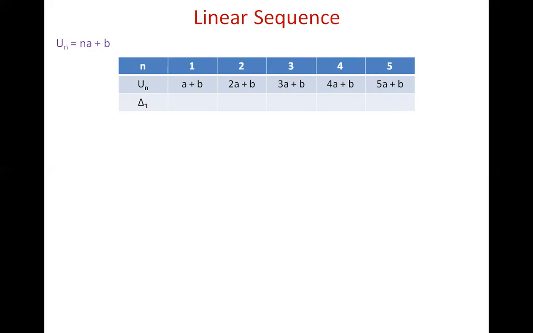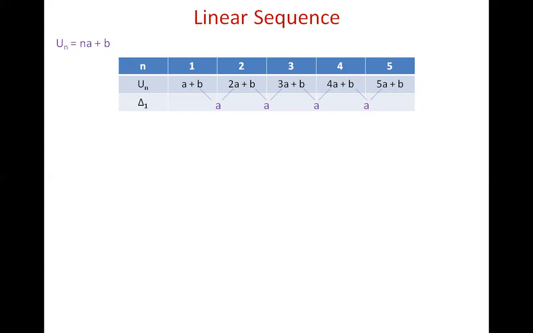Let us calculate the first difference, denoted by delta 1. That is the difference between two successive terms of a sequence. The difference of two successive terms of un is a. If you subtract 2a plus b from 3a plus b, again you will get a. Here the first differences are all the same.